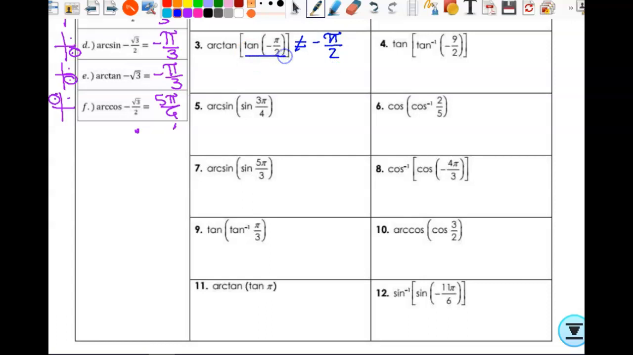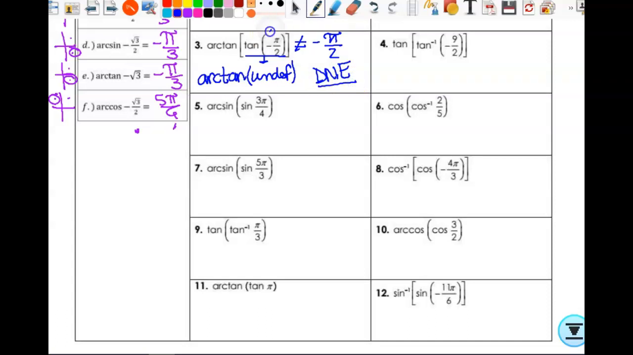Let's work from the inside out. So I'm going to take the arctangent of, so what is the tangent of negative pi halves? Undefined, good. And then the arctangent of undefined, well, if it's undefined, I can't do anything with it. I can't perform any operation on it. So this one just does not exist.